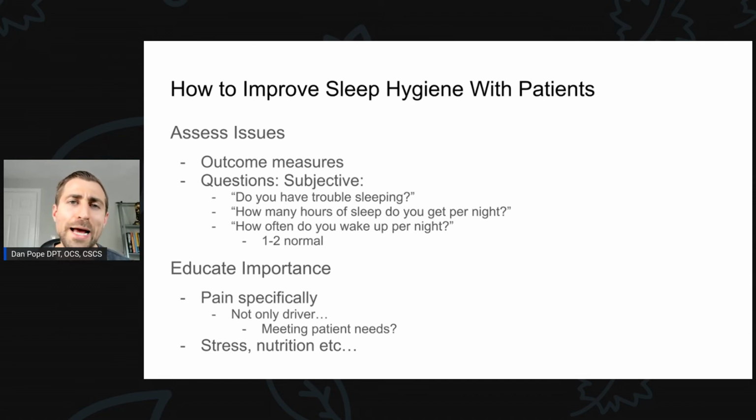So you can ask a few questions about sleep in the subjective. It's actually quite simple. So you can say something along the lines of, do you have trouble sleeping? How many hours of sleep do you get per night? How often do you wake up during the night? 1 or 2 times per night is normal. If they're waking up 3, 4, 5 times, then that's not great. And most folks will tell you if they have trouble with their sleep, it's pretty easy for them to know that. And if they're having a pain problem, it might be something that's contributing to that. Okay.